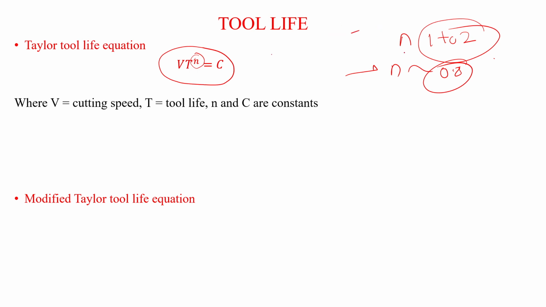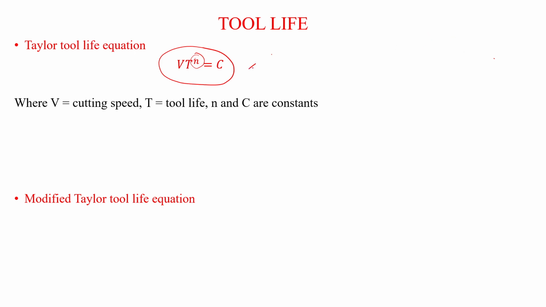Okay. So I was asking about the modified Taylor equation. Does anyone know what the modified Taylor equation is? Yes, V to the power a, f to the power x, d to the power y, plus c. Very good. So basically this equation is V^a f^b d^c T equal to C.